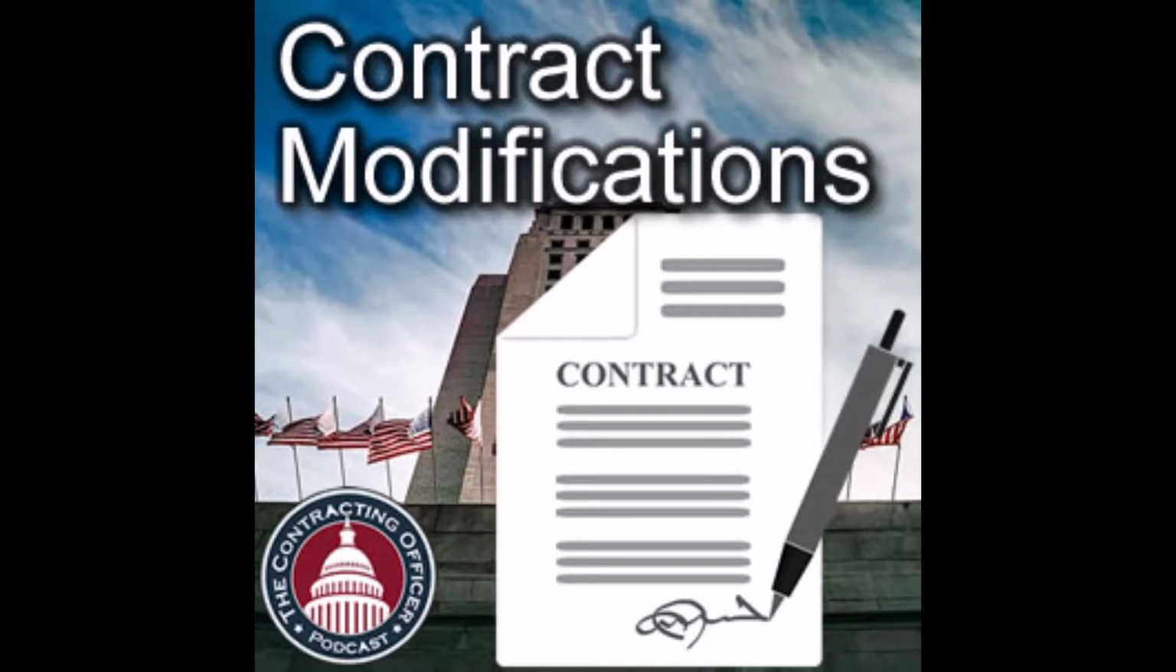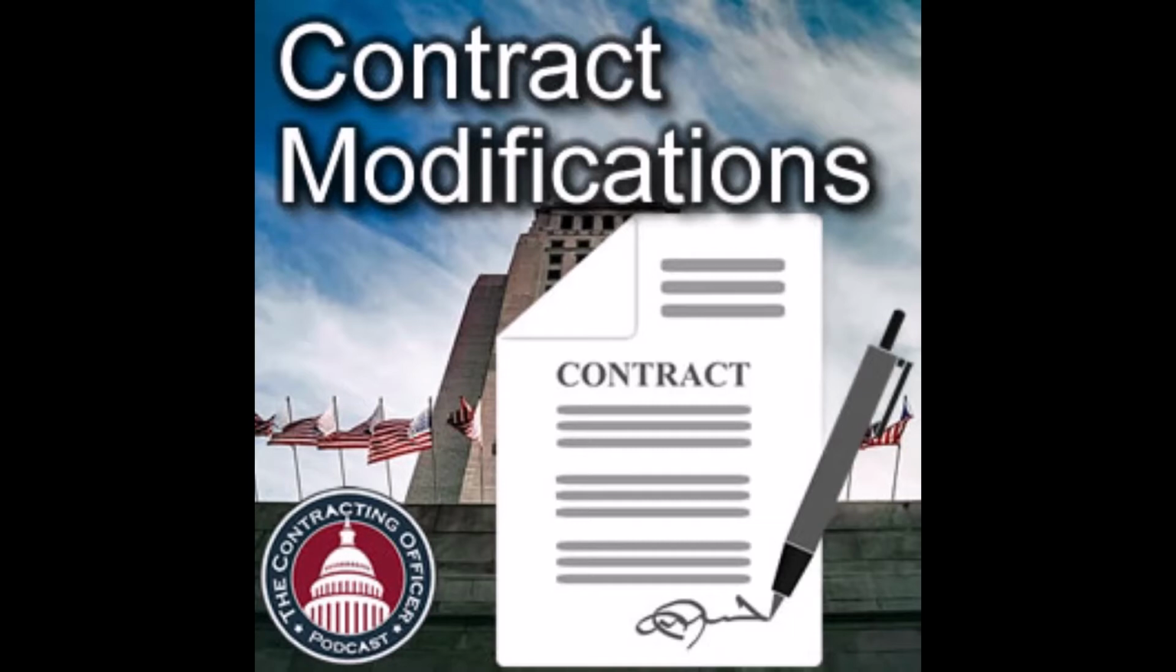FAR Part 43.102(a) spells out that only the CO acting within their authority is empowered to execute contract modifications. Other government personnel shall not act in a manner as to cause the contractor to believe they have the authority to bind the government, or direct or encourage the contractor to perform work that should be the subject of a modification. And there's a whole separate episode about unauthorized commitments, but only the CO has the power to change a contract.